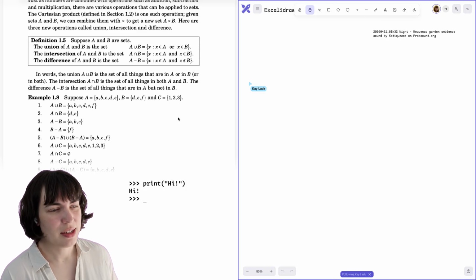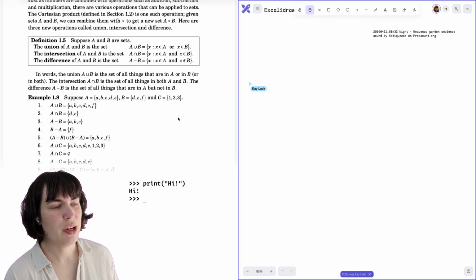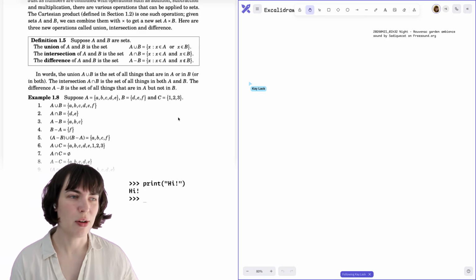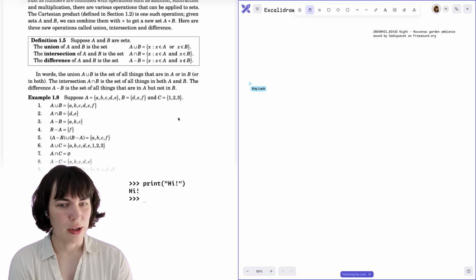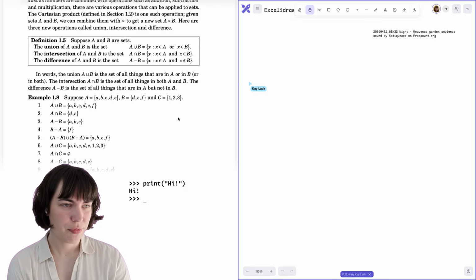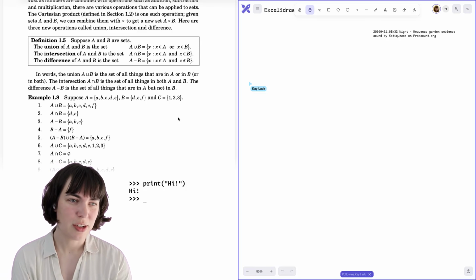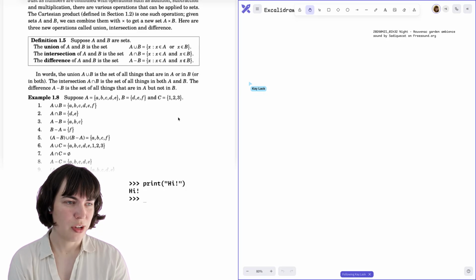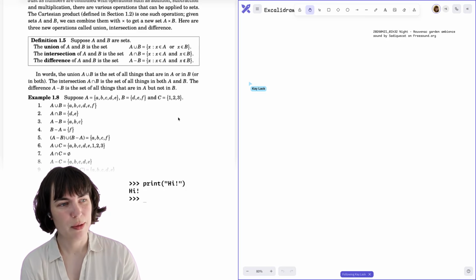The union of A and B is the set A union B, where for every X in a set A or in a set B. So we're enumerating, I suppose, over the elements of A and B, and we are creating a union. I already know this. The intersection of A and B is the set A intersection B, defined by X, where X is an element of A and X is an element of B.